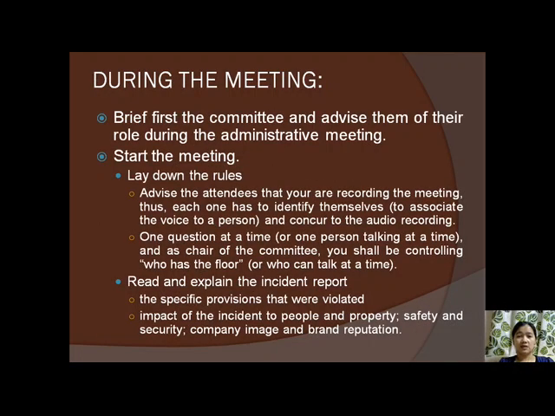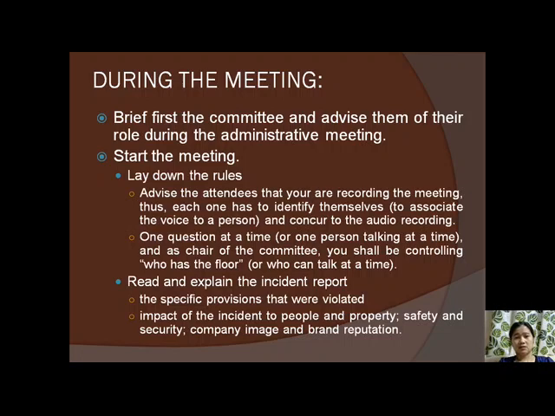And during the meeting, there should be a briefing. You should brief the committee first and advise them of their role during the administrative hearing. Now, again, it would depend. If you have specific committee members, which is what you call the grievance committee, then you need to brief them first. But there are other companies where it depends on who is invited to be part of the hearing, who will join the committee or the meeting. So again, it depends on your company policy.